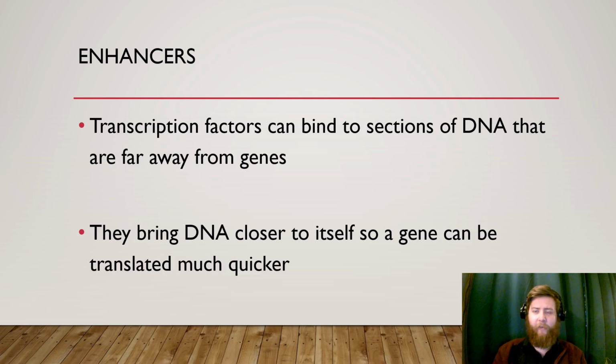We have these things in eukaryotes called enhancers, and these are transcription factors that bind to sections of DNA that are far away from genes. What they do is take the DNA that's in this big long cord and scrunch it together so that these two chunks are close together, so that we can transcribe it much quicker by having this DNA closer together.